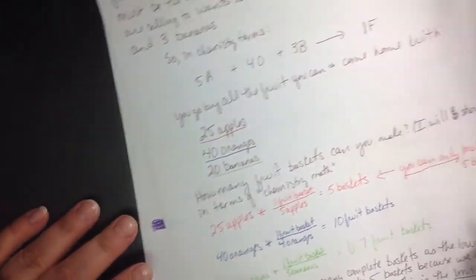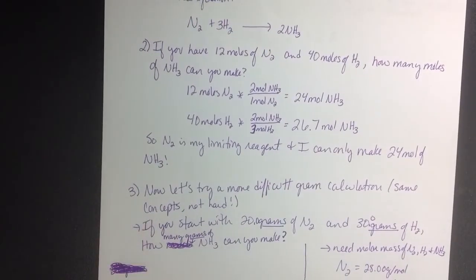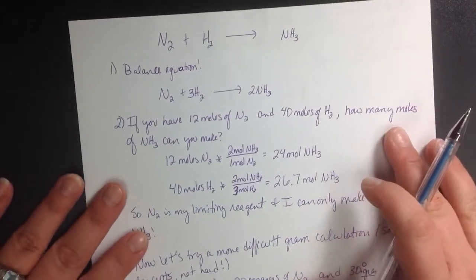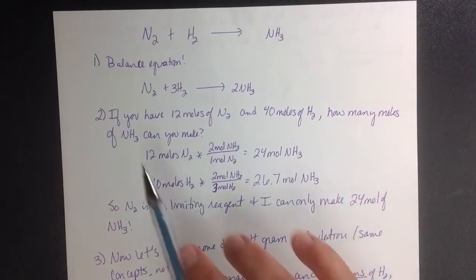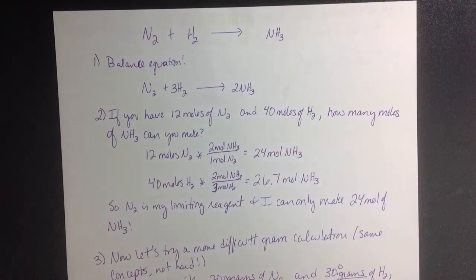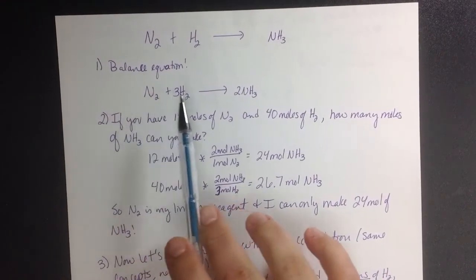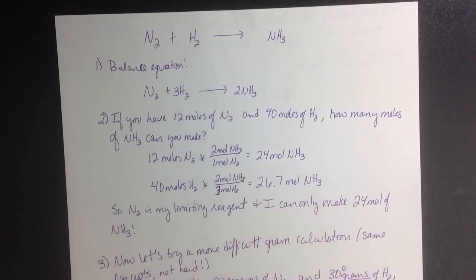So we can do this with the math that we were discussing the other day. So say that you have an equation. First things first, you absolutely must deal with a balanced equation. So we got to balance this equation. So N2 plus 3H2 equals 2NH3. Let's say you have a problem. You have 12 moles of N2 and 40 moles of H2. How many moles of NH3 can you make?